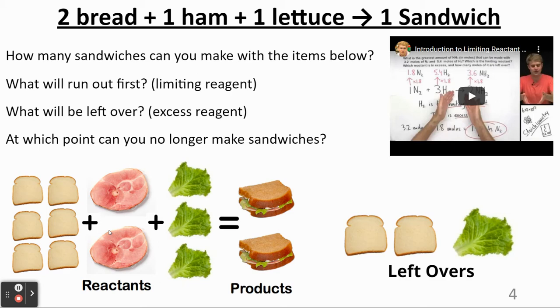Doesn't matter how much more bread, for example, that I add. If I don't have any more ham, I cannot have any more sandwiches. So I could add 100 more pieces of bread. Doesn't matter. As long as there's no more ham that I added, I can't continue the reaction. To actually continue the reaction, you'd have to add more of the stuff that was limiting so you can continue going forward.